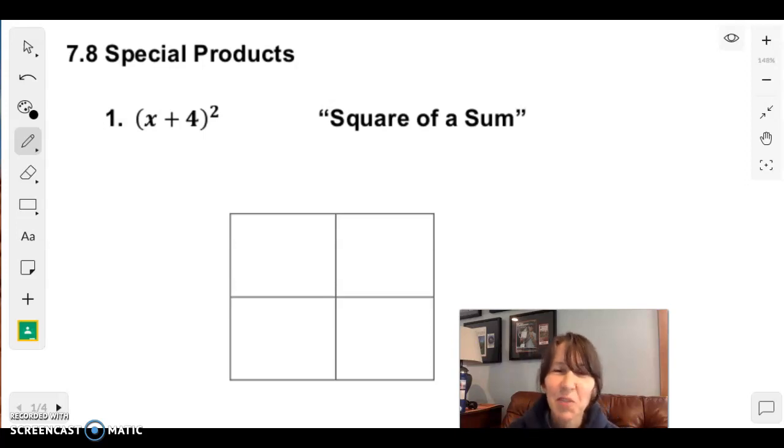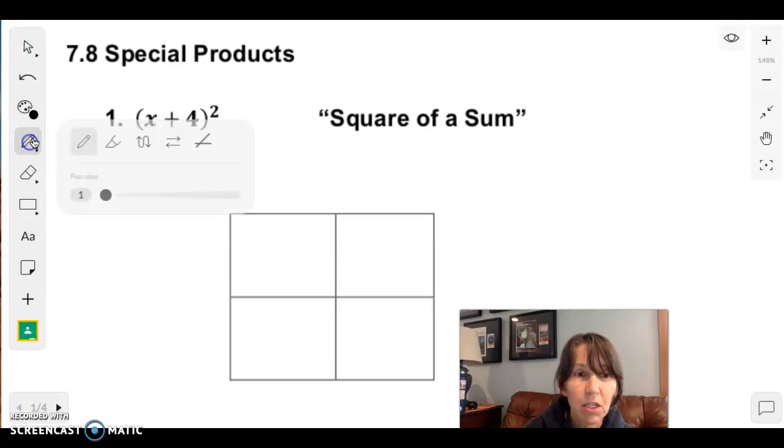Welcome. Today we're going to talk about special products. We're going to continue working with multiplying polynomials. So the first special product we're going to look at is called the square of a sum. So we've got a sum in our parentheses and we're squaring it.